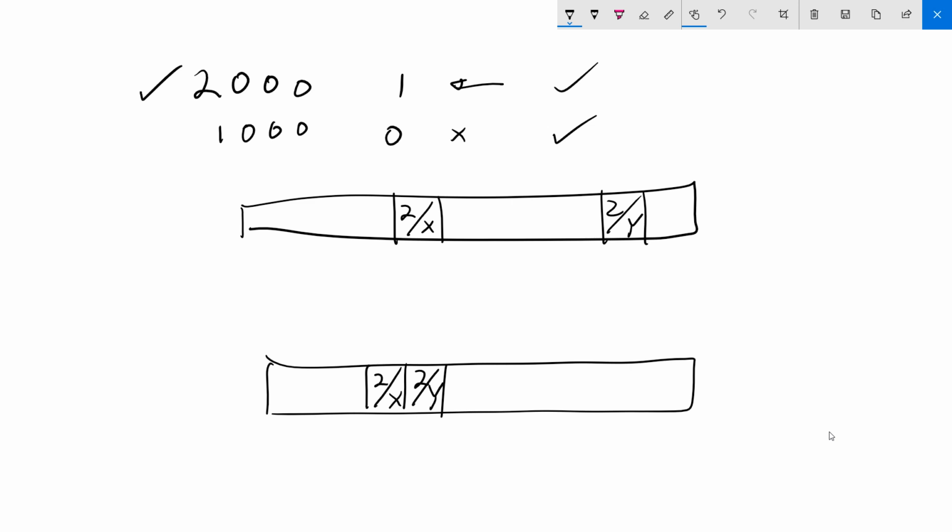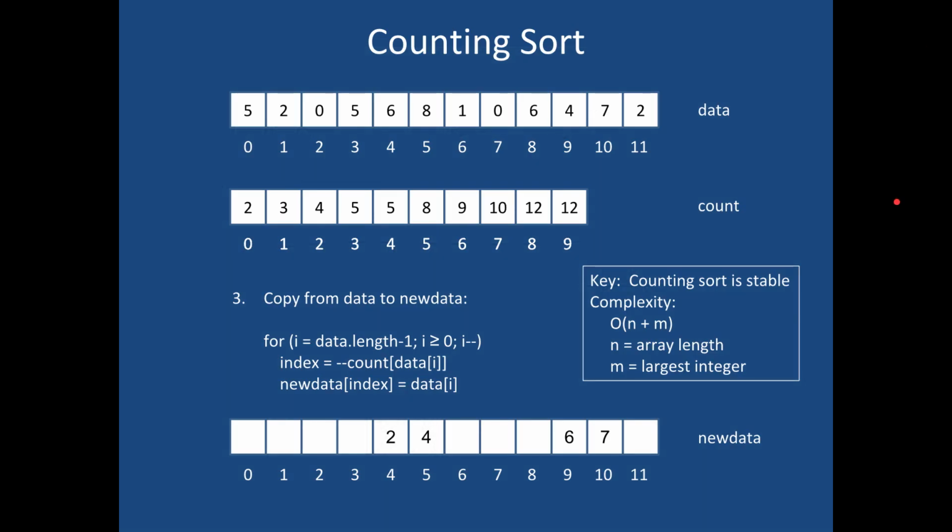What makes counting sort stable? He said it, but someone else say it. What makes counting sort stable? How do we know that the two 2's up here won't change relative order while we do the sort?